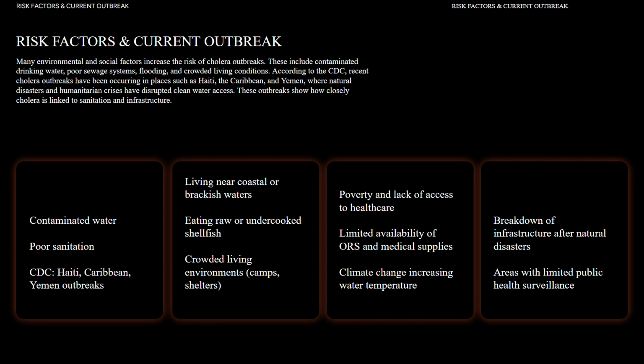So the risk factors and current outbreaks. Many environmental and social factors increase the risk of cholera outbreaks. This includes contaminated drinking water, poor sewage systems, flooding, and crowded living conditions. According to the CDC, recent cholera outbreaks have been occurring in places such as Haiti, the Caribbean, and Yemen, where natural disasters and humanitarian crises have disrupted clean water access. These outbreaks show how closely cholera is linked to sanitation and infrastructure.